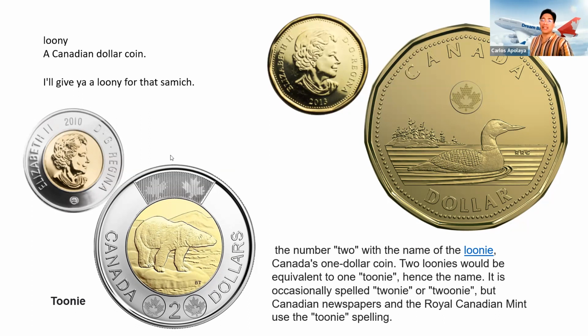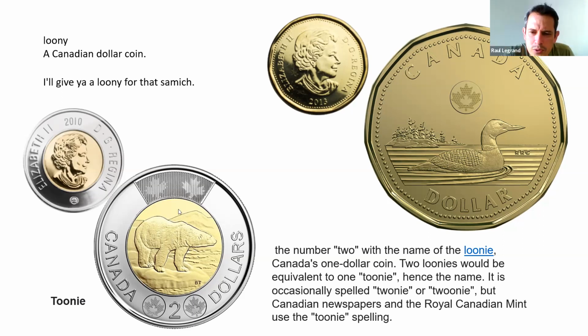Please read the toonie. The toonie. The number 2 with the name of the loonie, Canada's $1 coin. 2 loonies would be equivalent to 1 toonie, hence the name. It is occasionally spelled twonie or toonie, but Canadian newspapers and the Royal Canadian Mint use the toonie spelling. Yes, the Canadian Mint uses the toonie spelling. Okay, so this is the loonie and toonie.